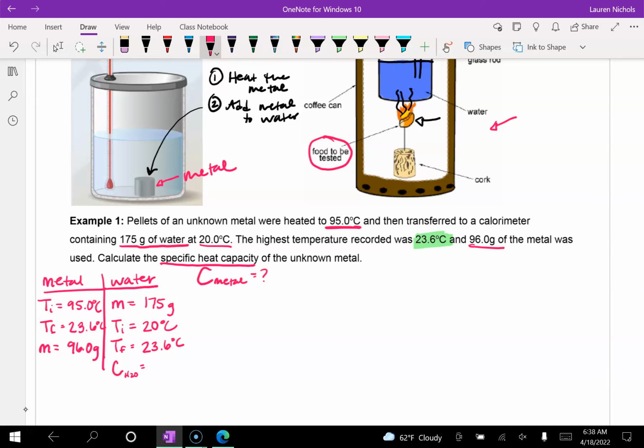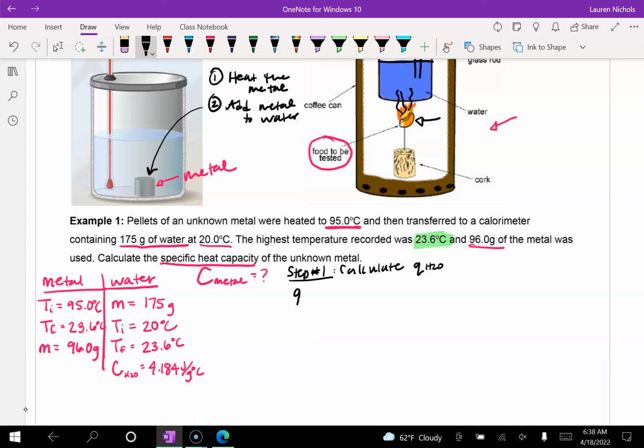It is on the back of your periodic table. It's also in our last lesson's notes. But the specific heat of water is 4.184 joules per gram degrees Celsius. And so when you do this kind of problem, the first thing you do, step number 1, is you calculate Q for water. So you do everything for water first, okay?